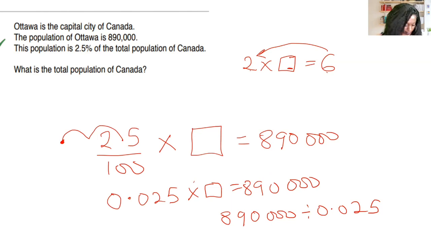89123 divided by 0.025. Okay, so the population will be 356,123,12345.